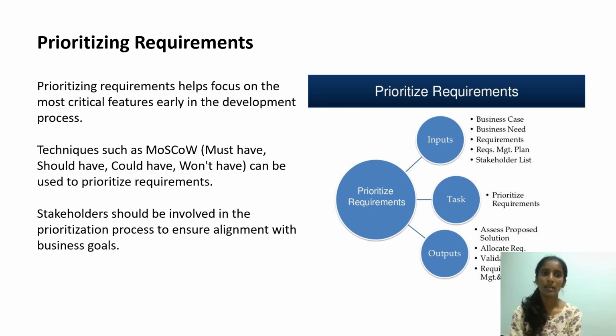Prioritizing the requirements. Prioritizing the requirements helps focus on the most critical features early in the development process. Techniques such as MoSCoW, that is must have, should have, could have, won't have, can be used to prioritize the requirements. Stakeholders should be involved in the prioritization process to ensure alignment with the business goals.